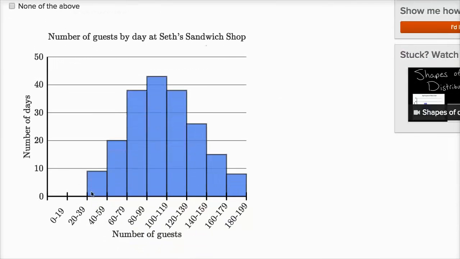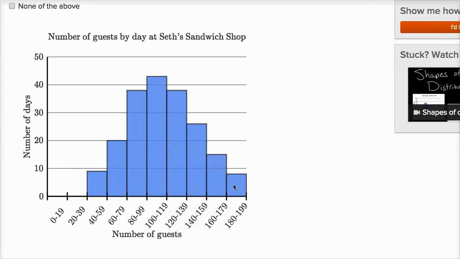So let's see, the lowest: there are no days where he had between 0 and 19 guests. No days where he had between 20 and 39 guests. Looks like there's about 9 days where he had between 40 and 59 guests. Looks like 20 days where he had between 60 and 79 guests. All the way to, it looks like, maybe 8 days that he had between 180 and 199 guests.